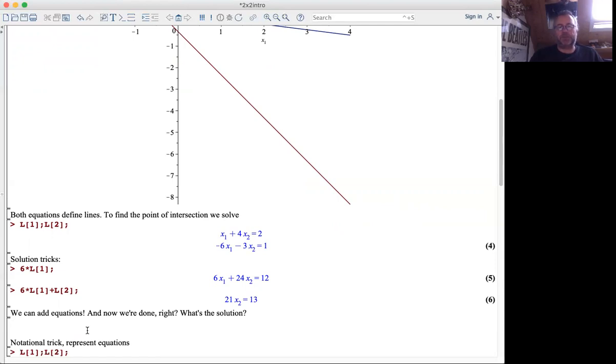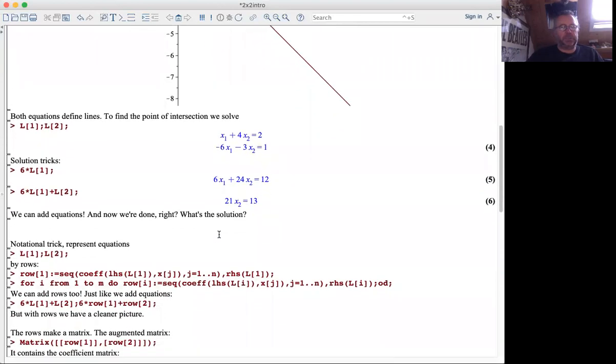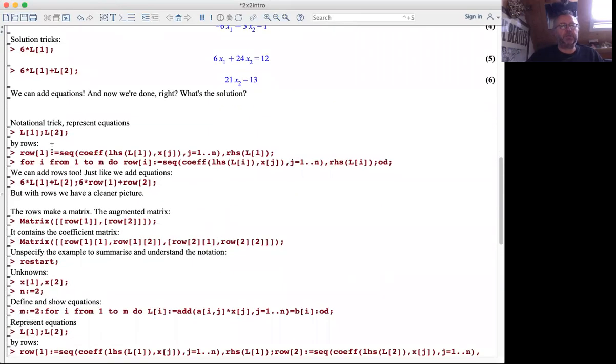What's the solution? Okay, you solve for x2, and then you put it in the first equation, or maybe better this one, and then you solve for x1. So that's, I would say, high school mathematics. More than that. The option is that we can add equations, we can multiply them, and now we're done. What's the solution? Well, I just told you how to find it.